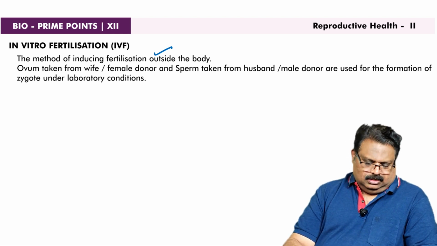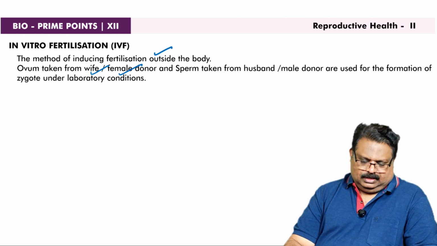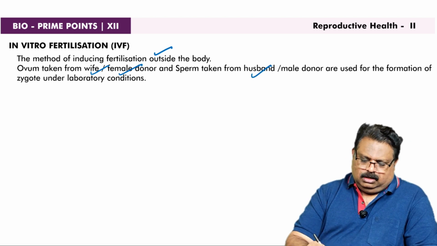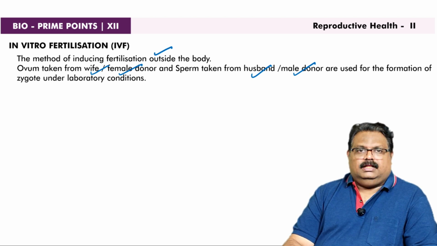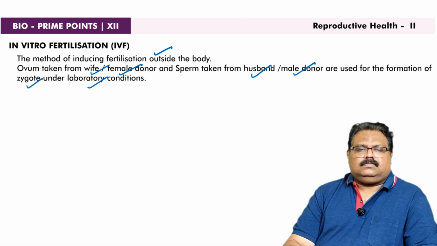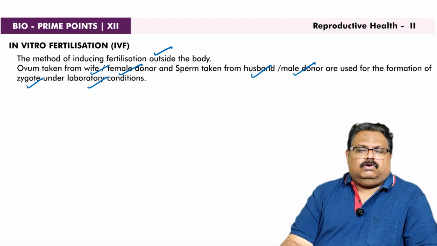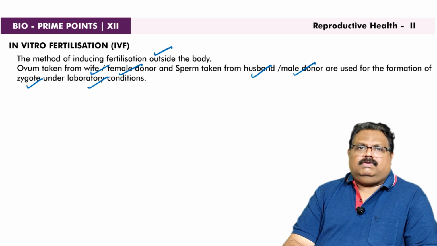So how is it possible? Ovum is taken from the wife or a female donor. And the sperm is taken from the husband or a male donor. They are used for fusion in the laboratory for the formation of the zygote under laboratory conditions. If the natural, normal in vivo fertilization is not taking place, the sperm and ovum can be collected from donors or husband and wife, and they can be induced to fertilize and form a zygote under lab conditions. The process is called IVF or in vitro fertilization.